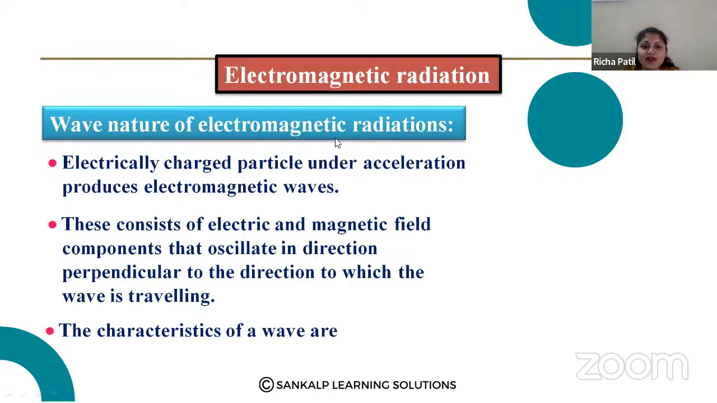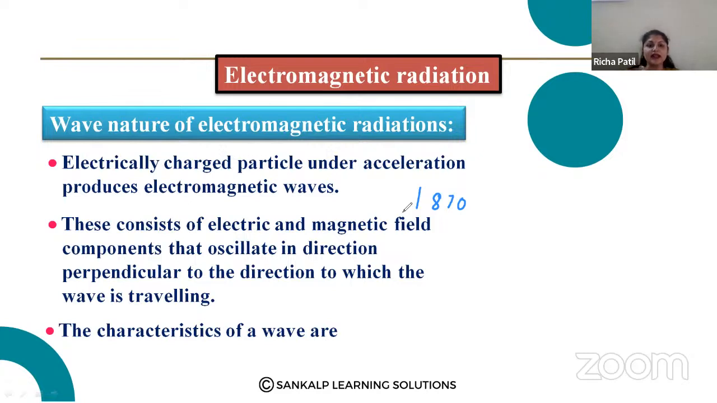Now, first we'll see the wave nature of electromagnetic radiation. The wave nature was given by James Maxwell in the year 1870. What he explained was that charged particles moving under acceleration produce alternating electrical and magnetic fields, which are transmitted.